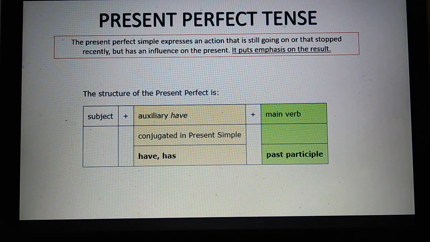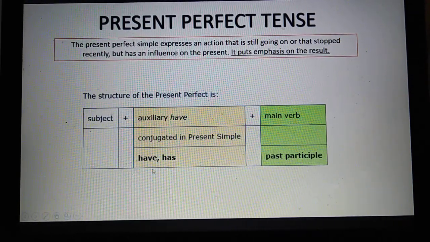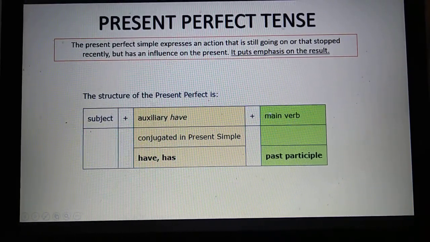So the structure of the present perfect tense is subject, subject pronouns I, you, he, she, we, you, and they, plus auxiliary verb have. So here remember that we use the auxiliary verb have in simple present, which is have or has, as you can see here, have or has, plus the main verb in past participle.